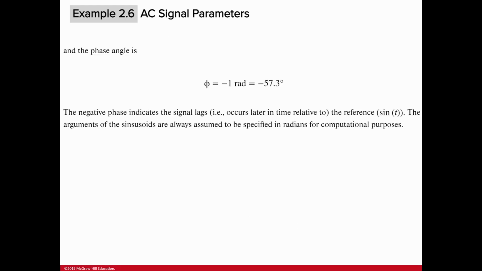Next, we want to get the phase angle. It's minus 1 radian. How do we transfer it to degrees? You can simply multiply by 180 divided by pi, and then you can transfer the radian to degrees. Since this is a minus sign, the minus sign indicates the signal lags, so it occurs later in time relative to a reference. And this reference is without the phase shift.